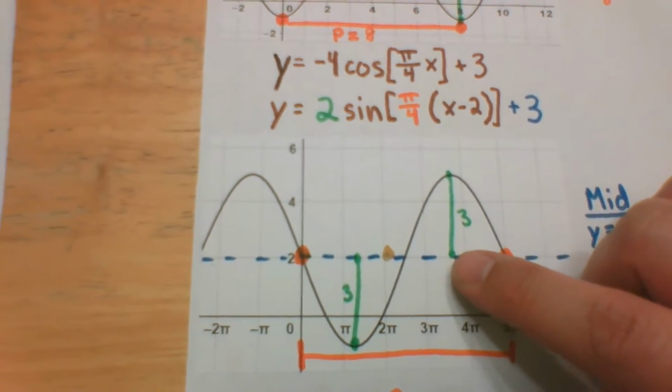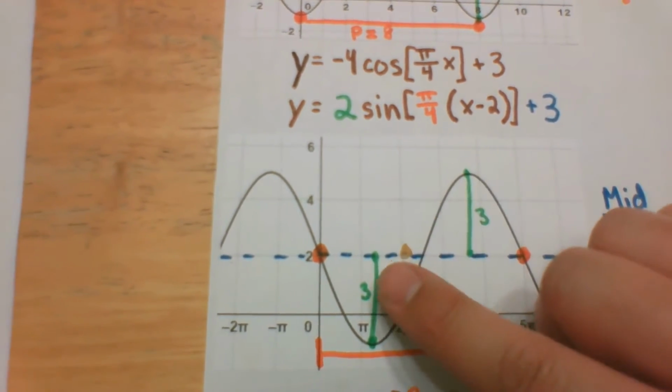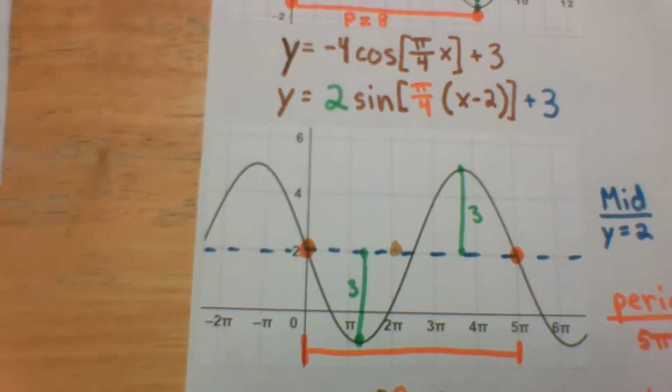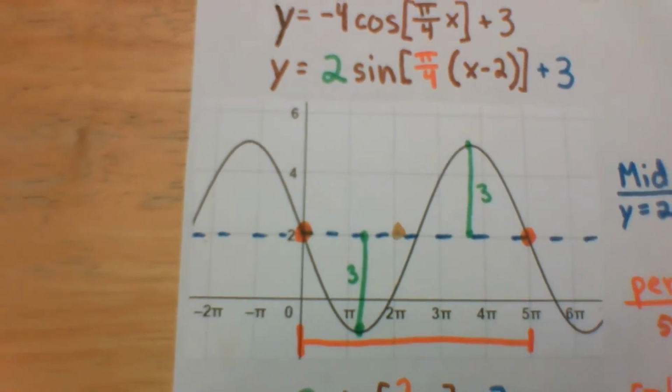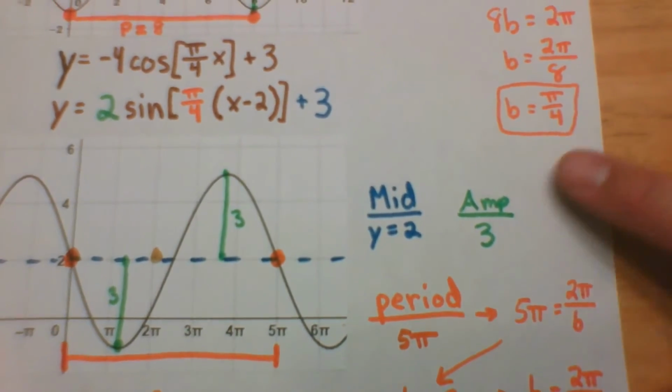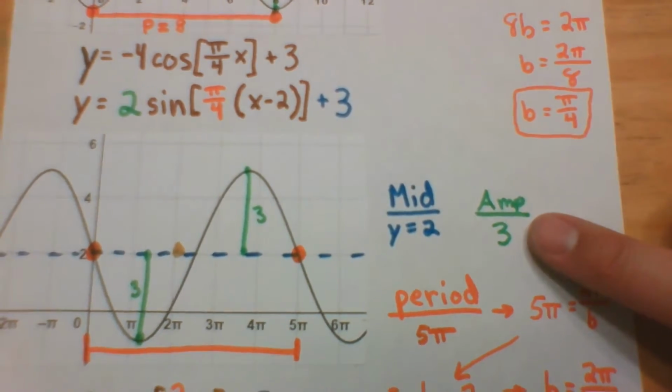Next, I need the amplitude. So we're measuring from the middle to the top or from the middle to the bottom to find your amplitude. It should be the same. If they're not the same, then you didn't get the right midline. All right, so then, again, I label them over here to the side, midline, amplitude.